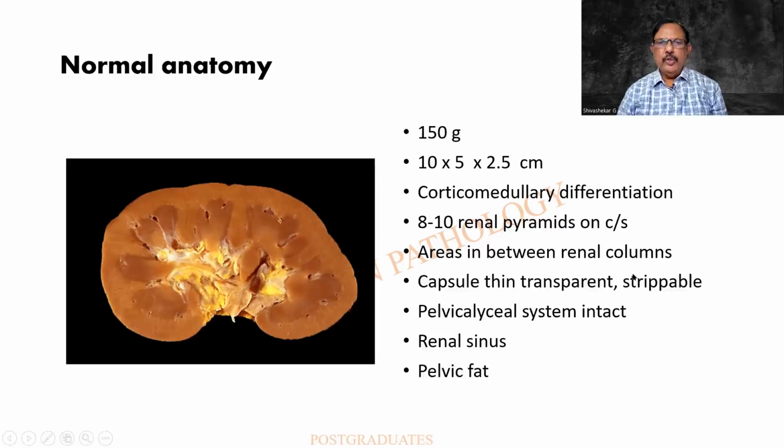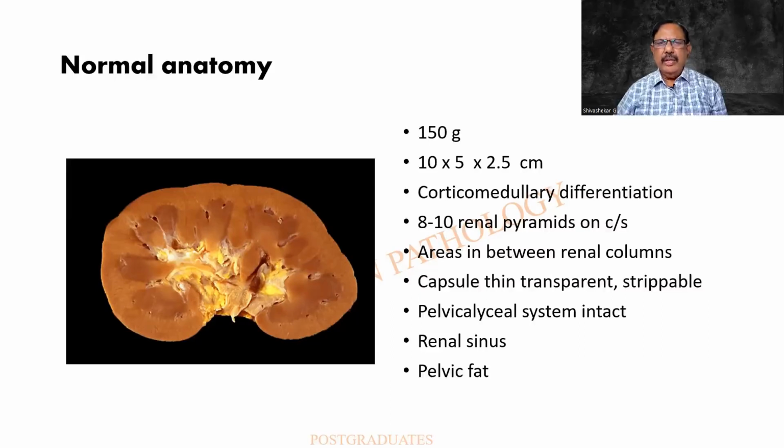The capsule is usually thin and transparent. I can find an underlying shiny renal parenchyma. The pelvicalyceal system is intact, and in fact, it will be difficult to find the primary and the secondary calyces.